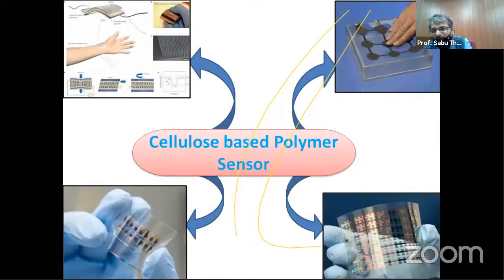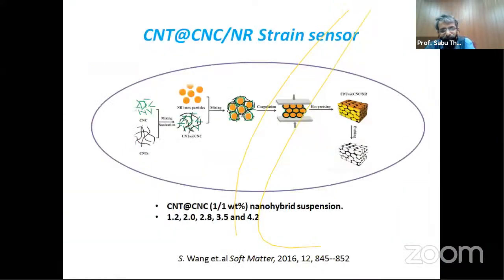Nanocellulose is a good material for sensors. I'll show you maybe a couple of slides quoting some of the Chinese work. Look at this, Wang and group in China. You know what they did? They made nanocellulose. CNC is nanocellulose. CNT is carbon nanotube. They mixed CNC and CNT together. Look at this. They went for a sonication process and then mixed it with natural latex. I'm sure some of you are familiar with rubber latex. Mixed with rubber latex, then mixed them together and made a composite.